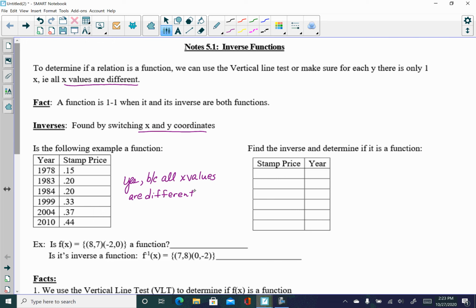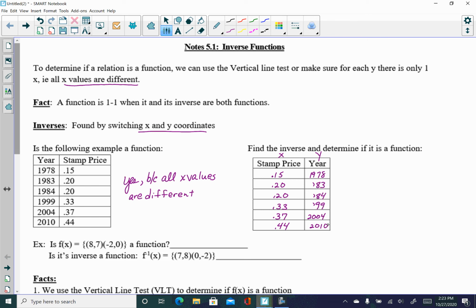And then if we move over to the example on the right, they say, let's find the inverse and determine if it's a function. As I just said, inverses are found by simply switching your x and y coordinates. So the stamp prices will go here on the left, and they'll become your new x's, and your years will become your new y's. So 0.15, 0.20, 0.20, 33 cents, 37 cents and 44 cents. And then I put in my years: 1978, 83, 84, 99, 2004, and 2010.